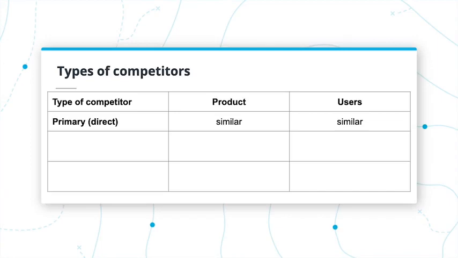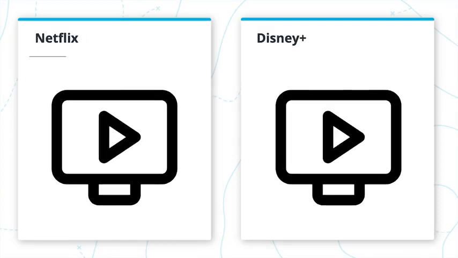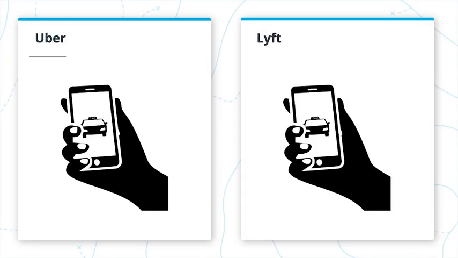And if you think about products as doing a job for a user, you have a primary or a direct competitor. And in those cases, the products are doing the same job, mostly the same way, for the same set of users. So think of Android and iOS. That's a great example. They're both operating systems for mobile phones. You could also think of Netflix and Disney as being primary competitors. They both offer streaming entertainment services. Or Uber and Lyft, which are both ride-hailing apps.